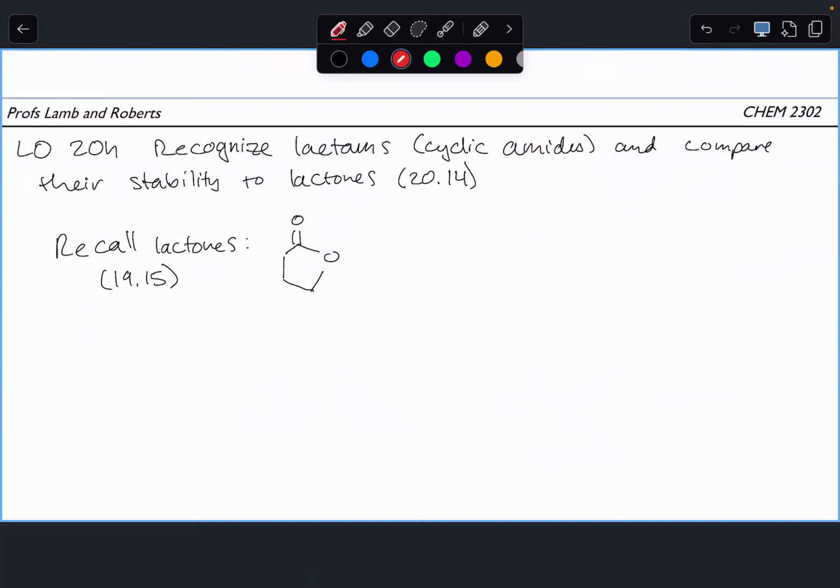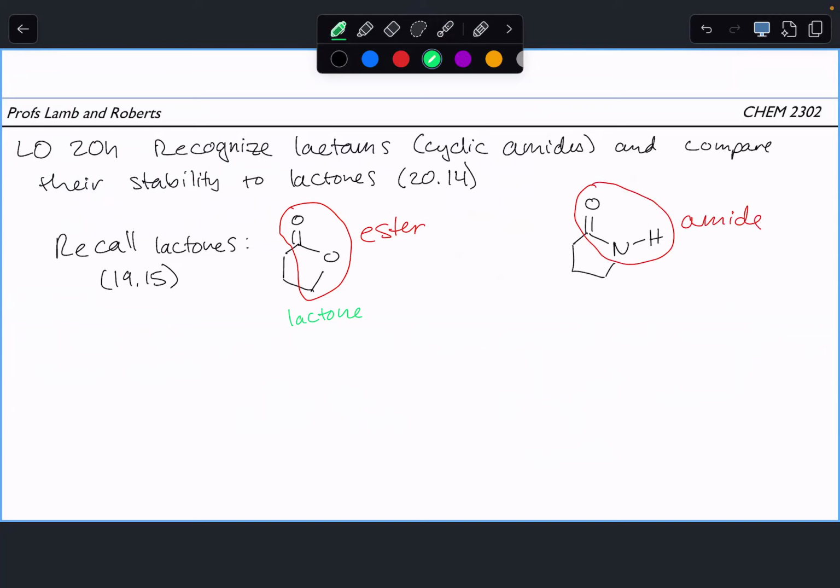So we can see here, that is an ester group. It just happens to be in a ring. So that's a lactone. So now we're going to draw the equivalent for an amide. So here is our amide group. It happens to be in a ring. Therefore, it's a lactam. So AM instead of ONE. Lactam is the amide version.